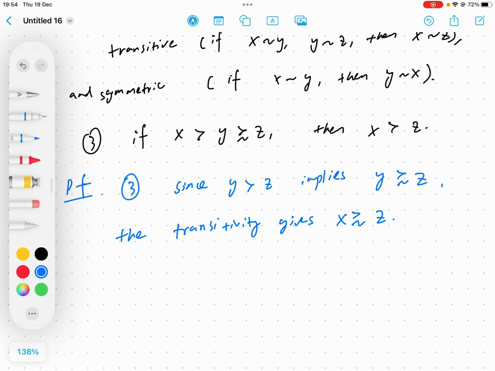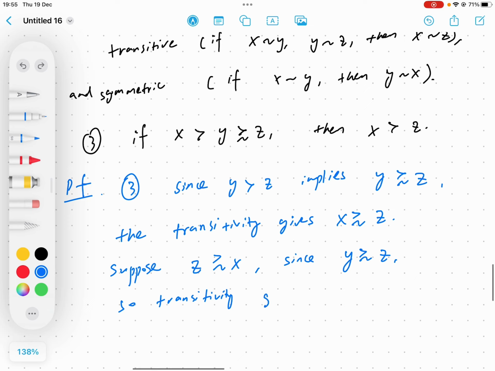And now we suppose the other way around. Let's suppose z is weakly preferred to x, and because y is weakly preferred to z, the transitivity gives that y will be weakly preferred to x, right?